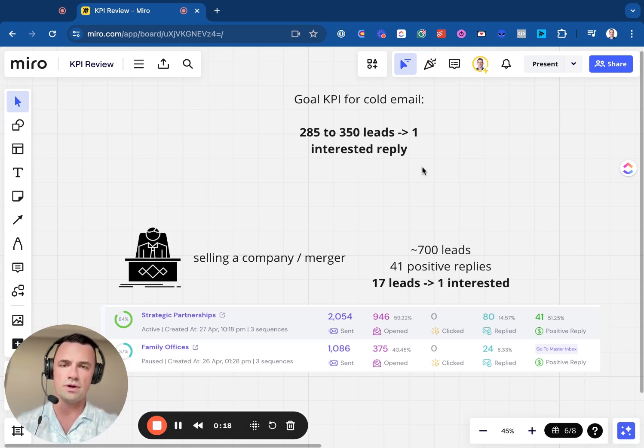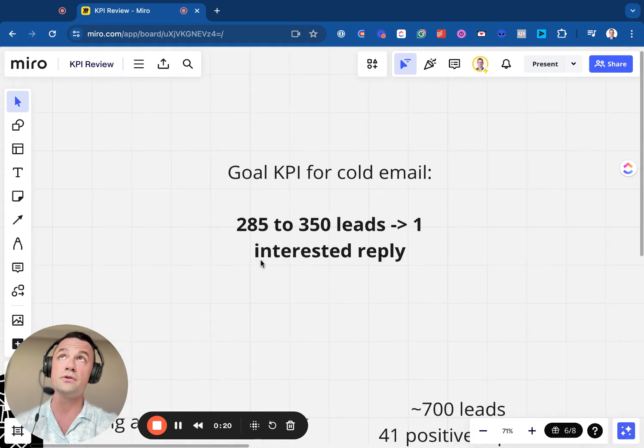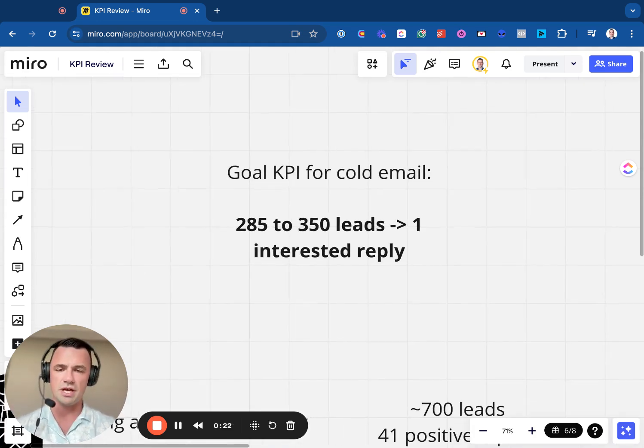All right, so really quick, the first thing is just to cover the KPIs. Essentially, how most people are measuring performance in cold email in 2024 is by the lead rate. So how many leads do I have to add to a campaign to generate one interested reply? What I'm hearing right now from a couple of different lead gen agency experts is that it's between 285 and 350 leads to get one interested reply. So meaning if I add in 1,000, I should expect to have roughly three interested replies.